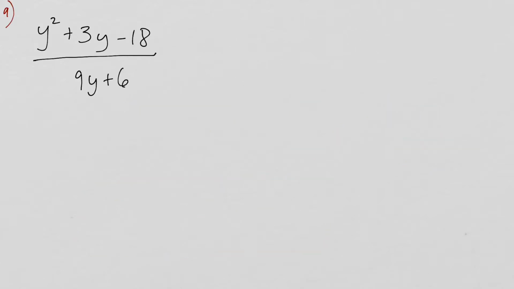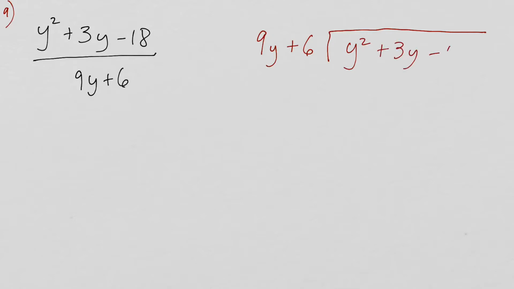Okay, this problem we're dividing by a binomial, so it's a much more difficult problem. And before I do this, I want to just review how we're going to have to long divide, and I want to review how to do that. So we're going to set up a 9y plus 6, and we're going to put this into the top, which is y squared plus 3y minus 18. Now let's think about how we long divide.